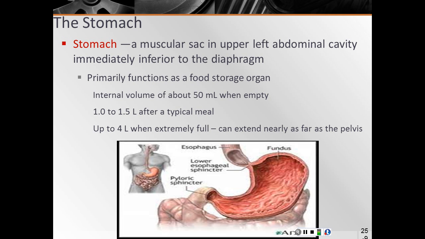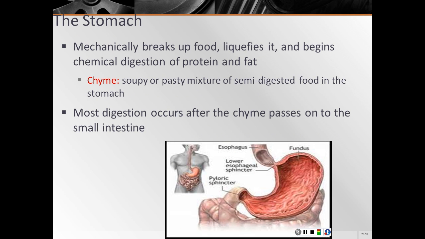Now, in terms of gross anatomy, well, let's talk about chyme first. What is chyme? Chyme is basically the food that has been semi-digested. It has reached the stomach and is going to mix with a number of the acids and the substances that are being excreted within the stomach. So the definition in your book says it's the soupy or pasty mixture of semi-digested food in the stomach.